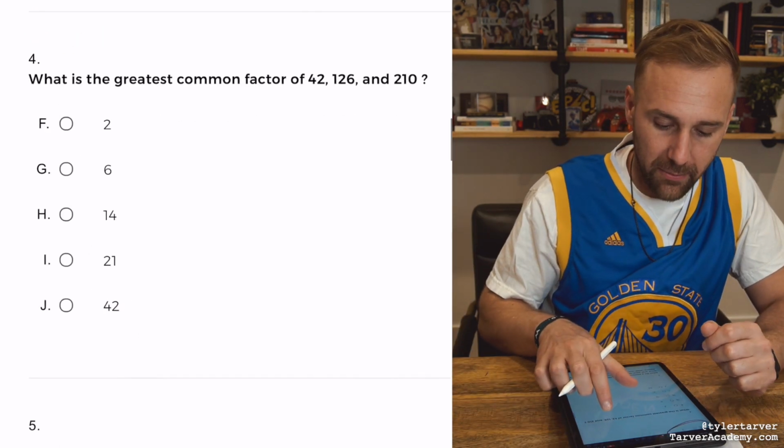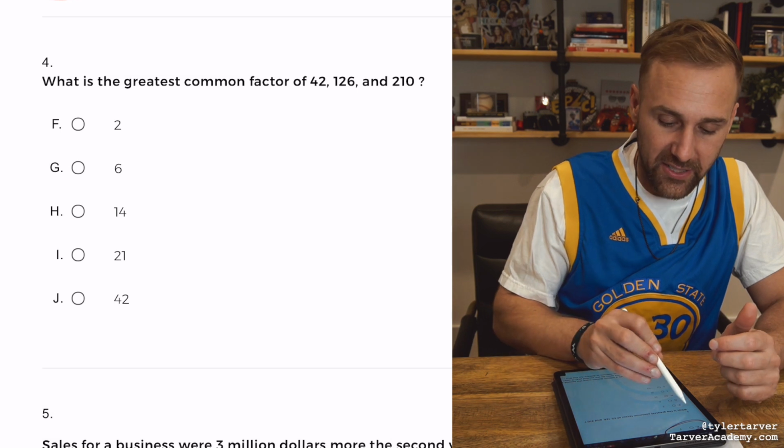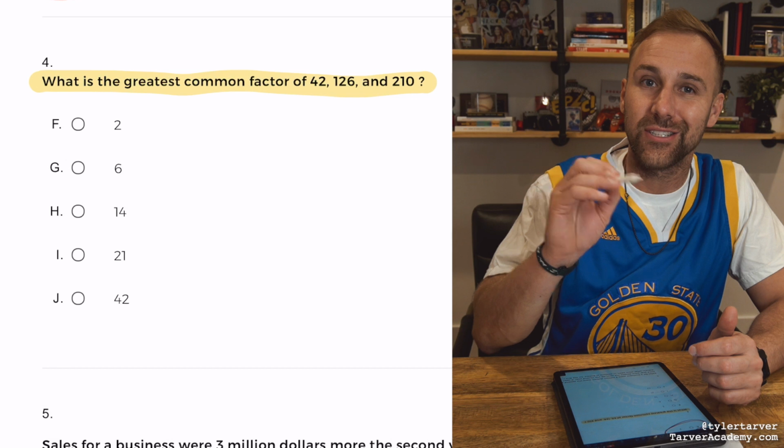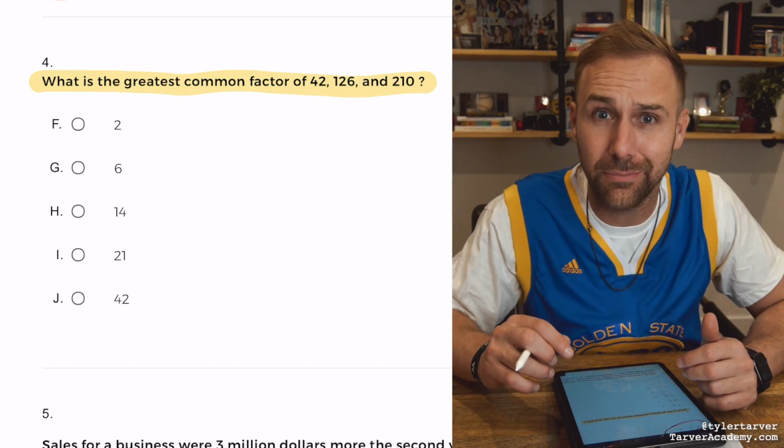Here we go. Let's look at the problem and then we'll work it together. It says, what is the greatest common factor of 42, 126, and 210? It's a great question.